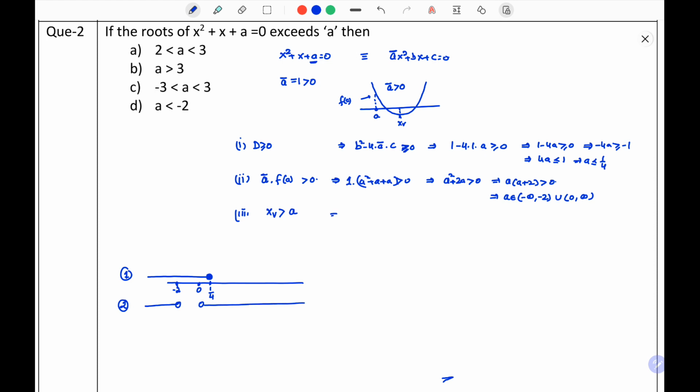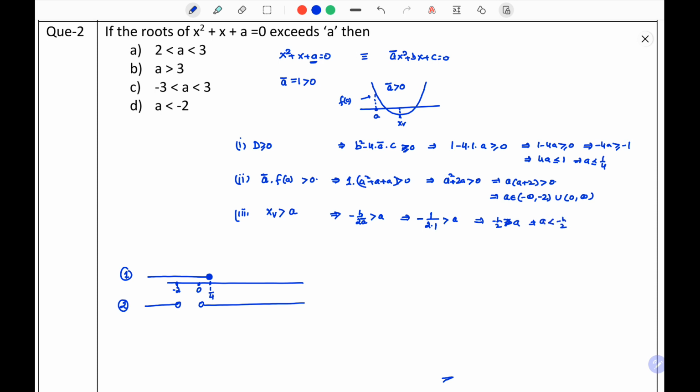Third gives that the coordinate of the vertex, which will be minus b by 2a, where a is a bar from the standard equation, is greater than a. This implies that minus b is 1, 2 into a bar is 1, and it should be greater than a. This implies that minus 1 by 2 is greater than a, or we can say a is less than minus 1 by 2.